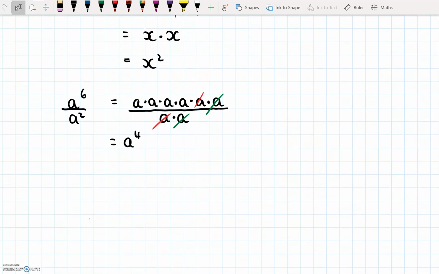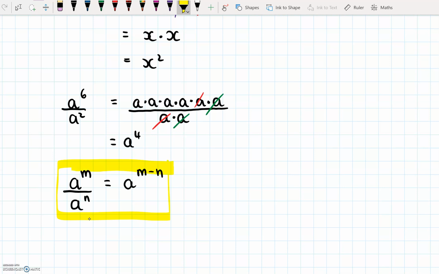Okay, so our general rule here is a to the power of m divided by a to the power of n is equal to a to the power of m minus n. Okay, and this is our next index law. Okay, so this is index law number 2.